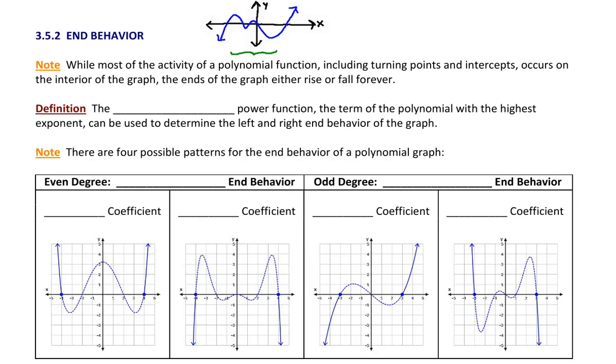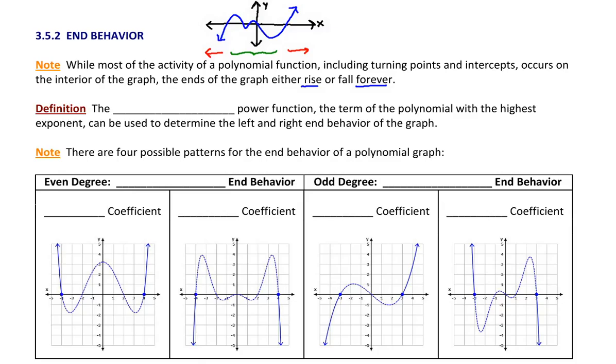And then the second thing we're going to be interested in is the end behavior. What happens to the polynomial on the extreme left and right sides of the graph? In this video, we'll learn how to predict the end behavior of a polynomial function. Note, while most of the activity of a polynomial function, including turning points and intercepts, occurs on the interior of the graph, the ends of the graph either rise or fall forever.